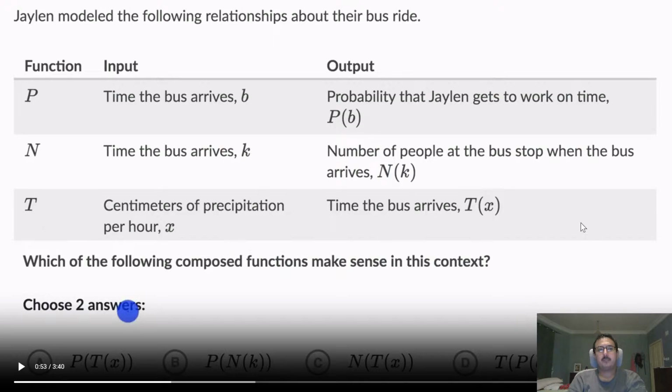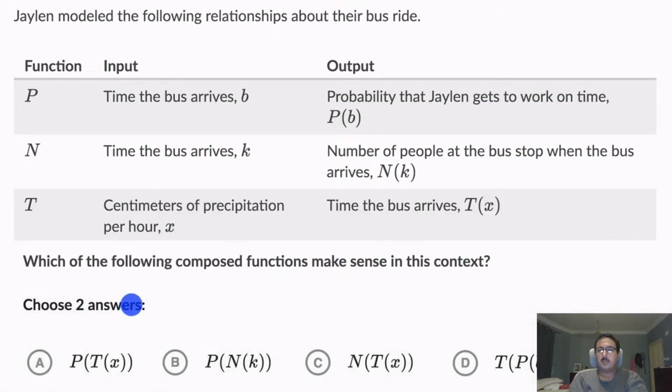P of T of x, and N of T of x, both work. So pause this video and see if you can have a go at it before we work through it together.